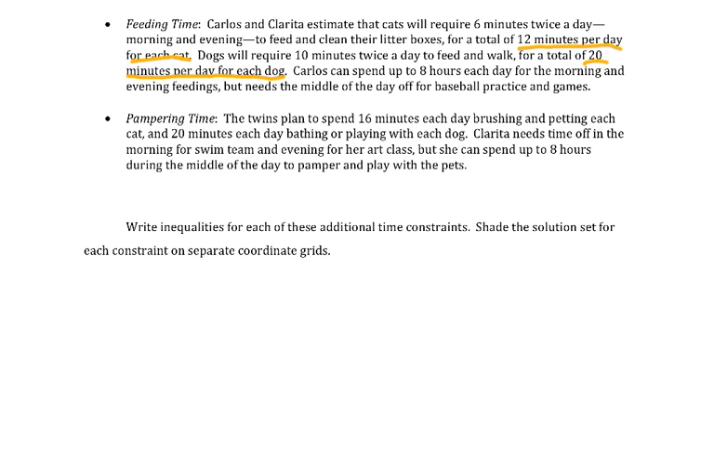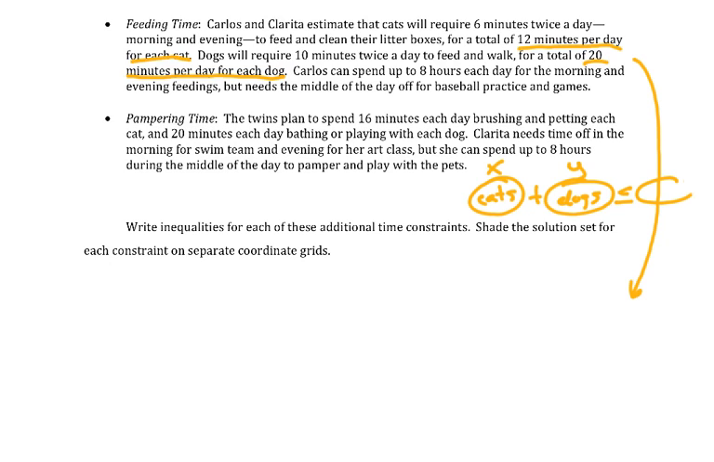Okay, so let's take a look at these. Think about how we did with space and with cost: the total amount with the cats, X, plus the total amount of the dogs, in this case time, with Y, is going to be less than or equal to their limit, that maximum. In this case, it's 8 hours for Carlos. For my cats, it's 12 minutes a day, so 12 times X. For my dogs, it's 20, so 20Y, and we add those together.